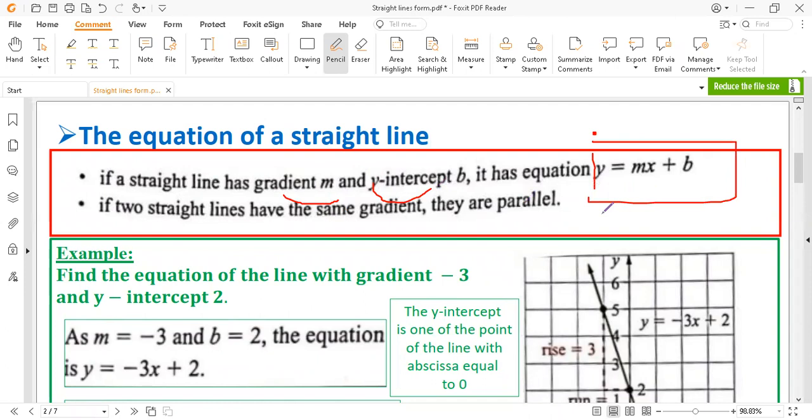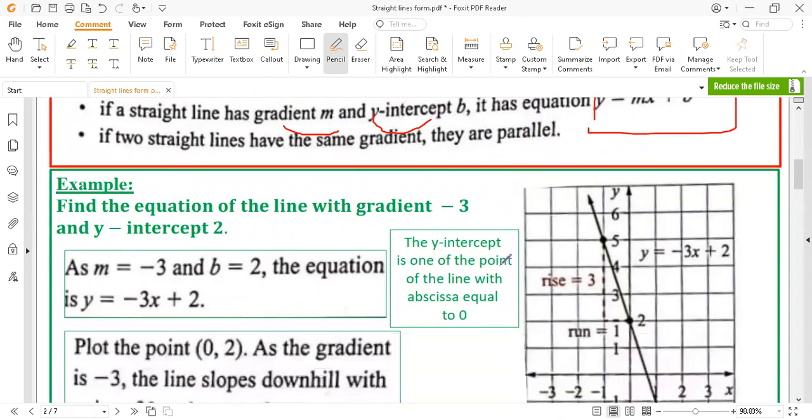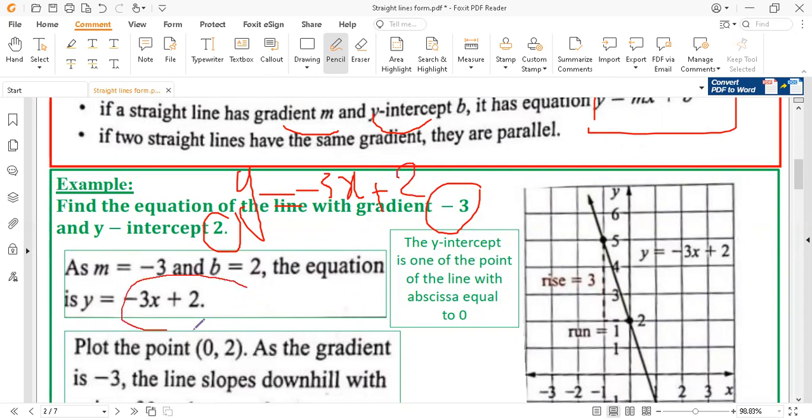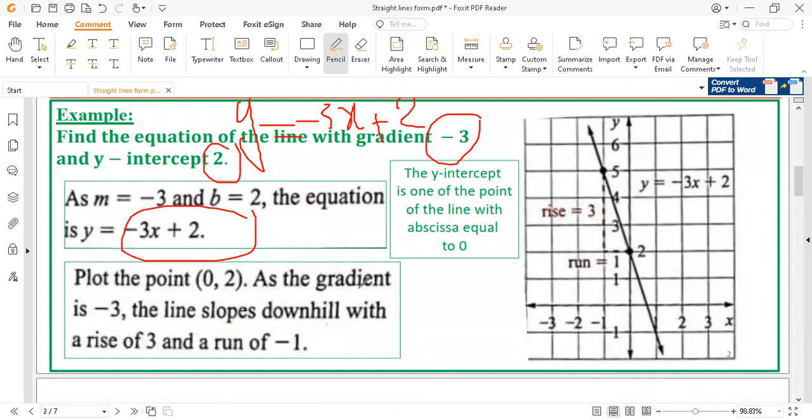We can give the expression of this equation. If they give us the gradient as -3 and the y-intercept as 2, then normally y equal to the slope -3 with x plus the b. The b is the y-intercept, plus 2. So it is easy to know that.